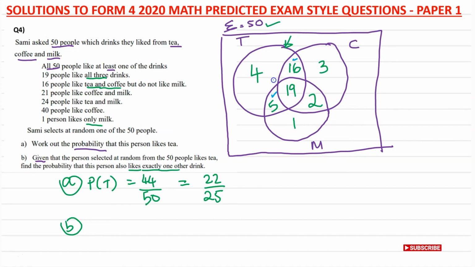Right, so that means the probability that a person likes exactly one other drink is these 2. So 16 plus 5 is 21. So the probability of exactly one other drink is equal to 21 out of everybody that likes tea, which is 44. So you do need to be really careful when you're given this word here, given. It means you just ignore the other circles.